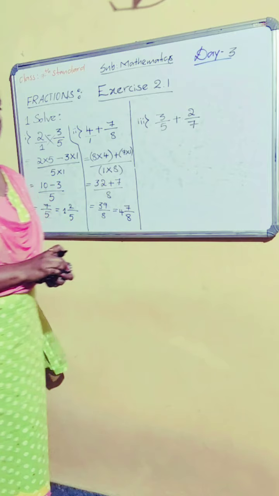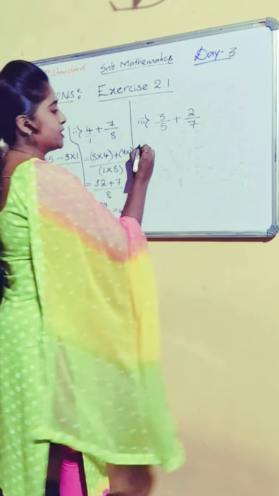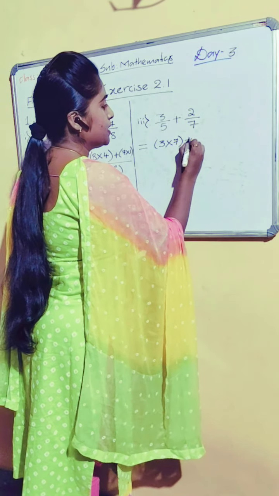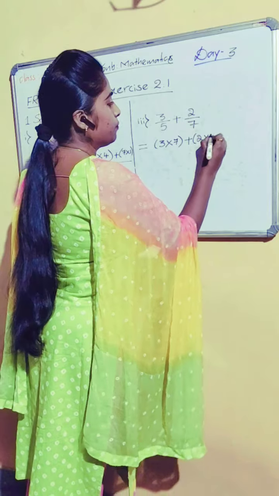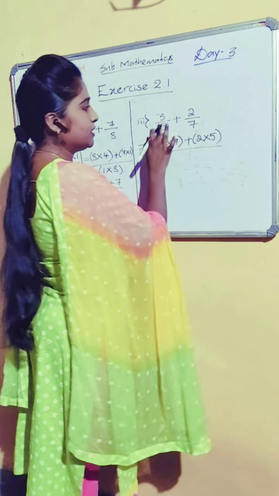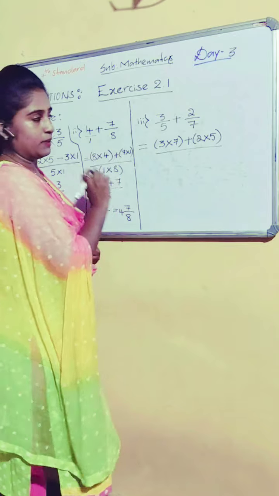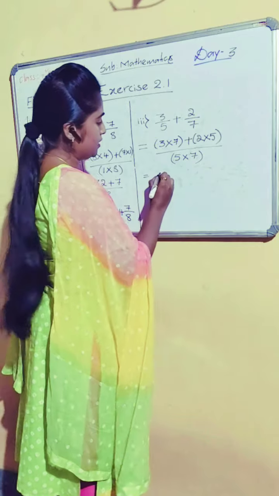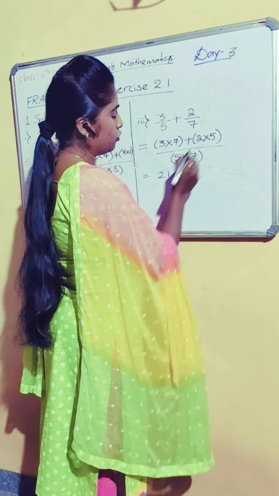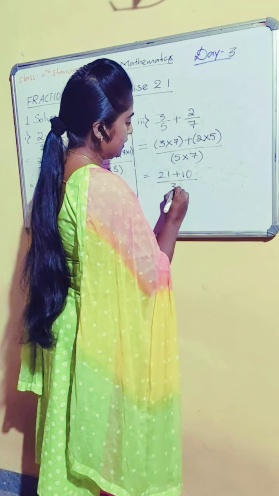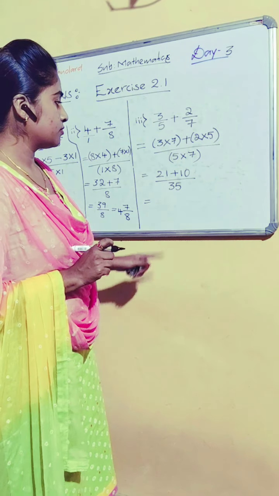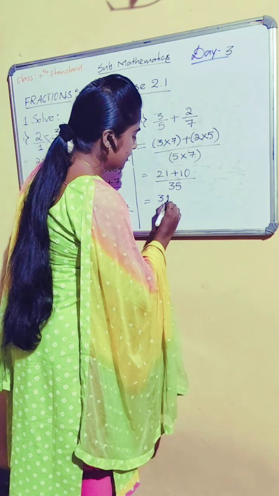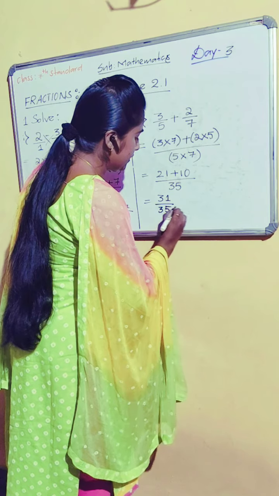So now come to the next problem. The same way, we can do cross multiplication. So 3 into 7 plus 2 into 5, divided by the denominators multiplied here, 5 into 7. So 3 7s are 21 plus 2 5s are 10, by 35. So 21 plus 10 is 31, and the denominator is 35.